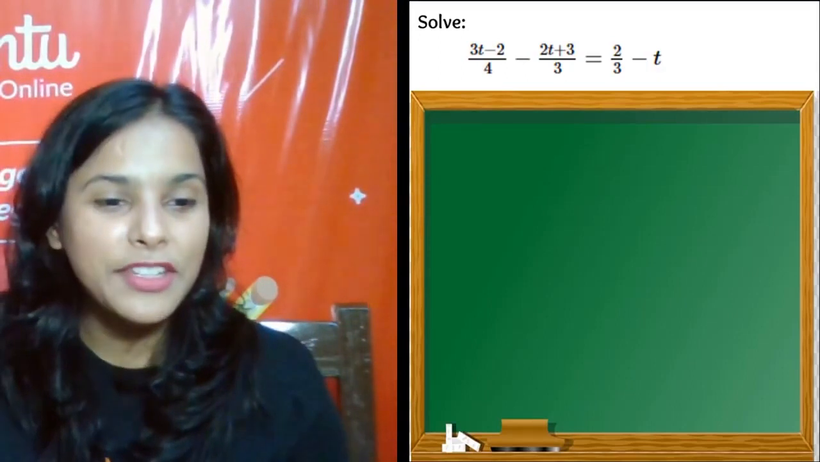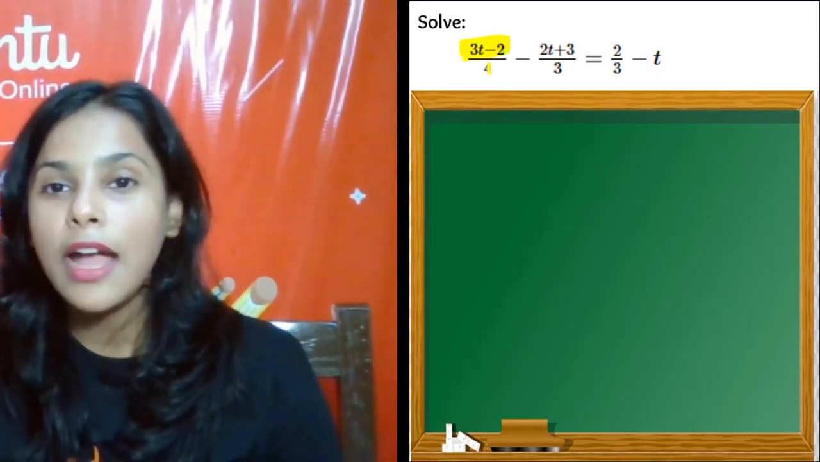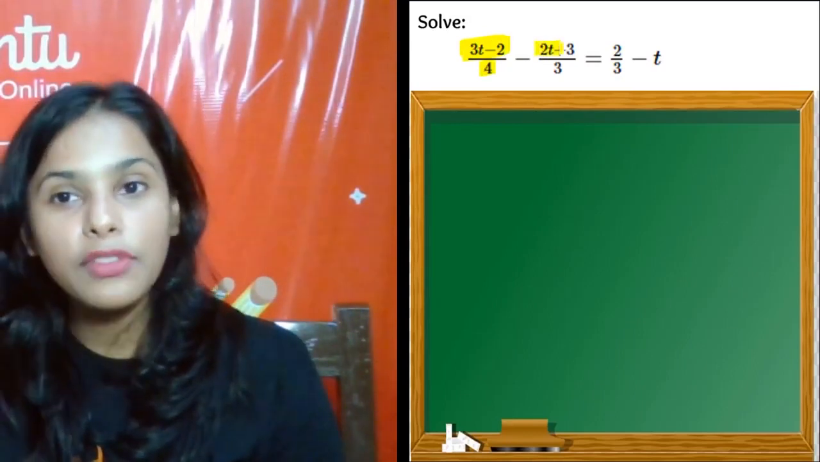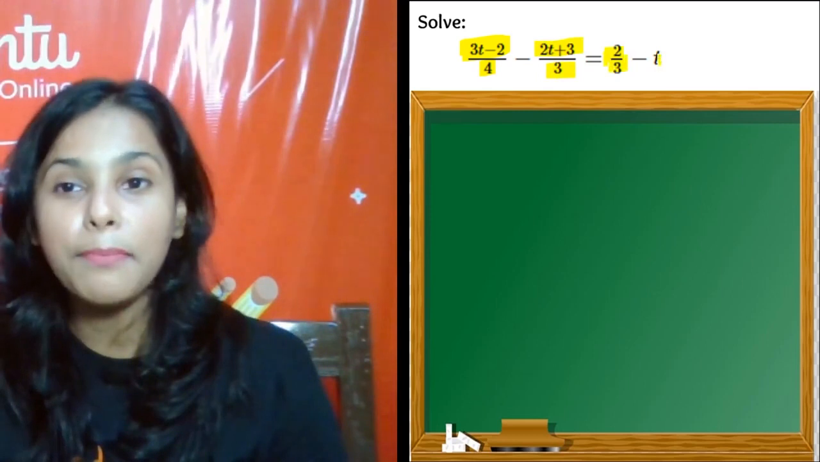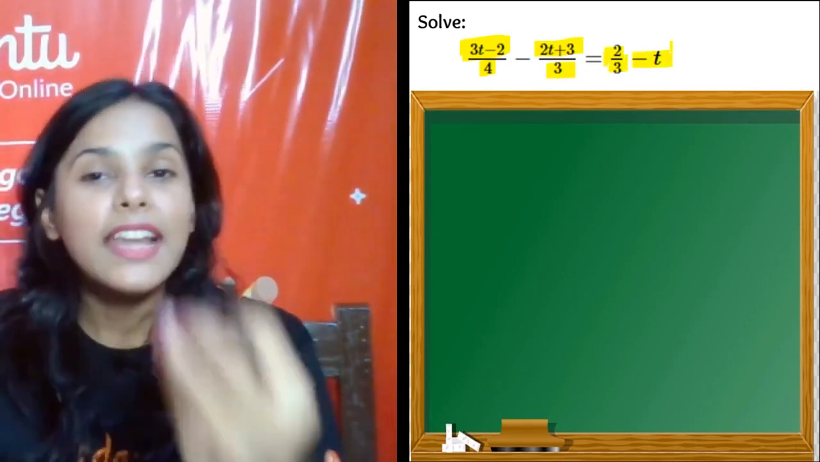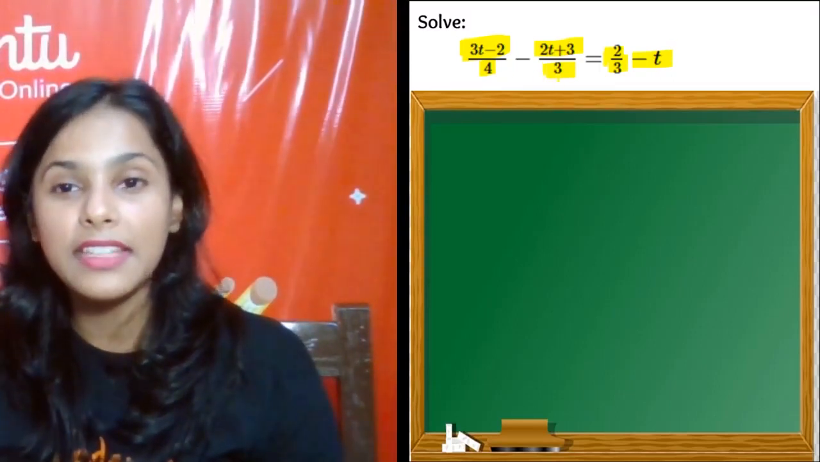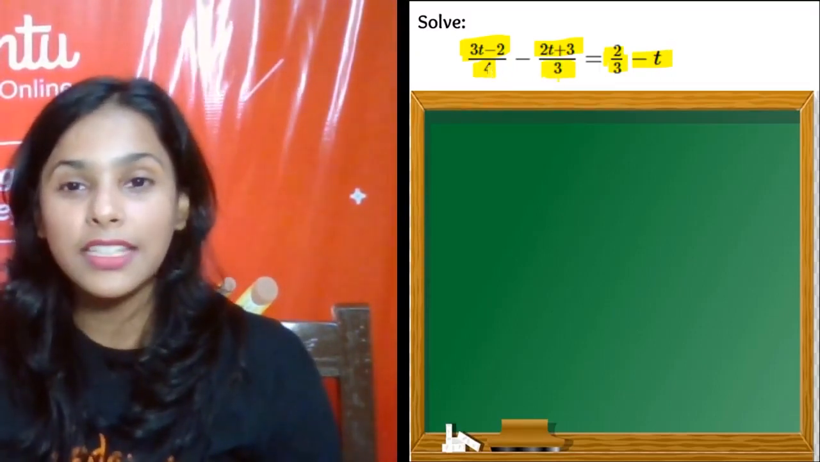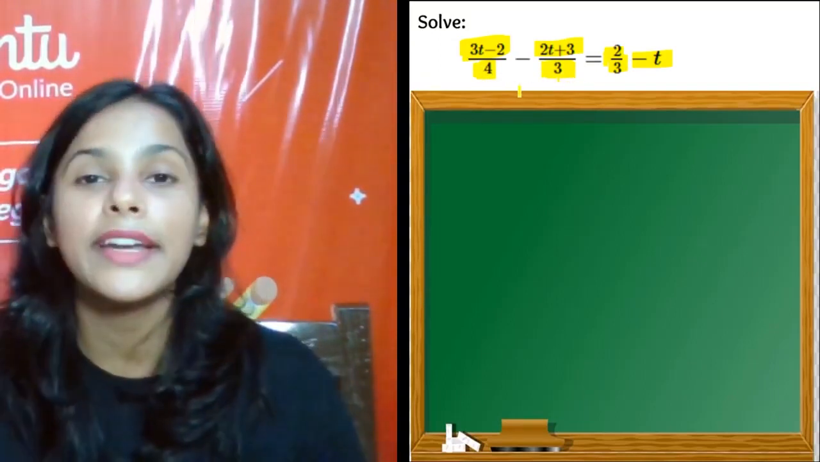In this question, it is given that 3t minus (2 upon 4) minus (3t plus 3 upon 3) is equal to (2 by 3) minus t. This is the question given to you. Let's make the denominators equal, because we can see here the denominators are 3 and 4. Let's make the denominators equal on both sides.